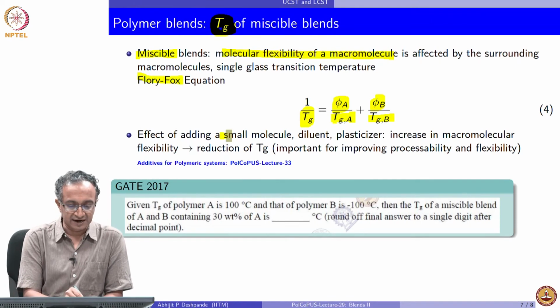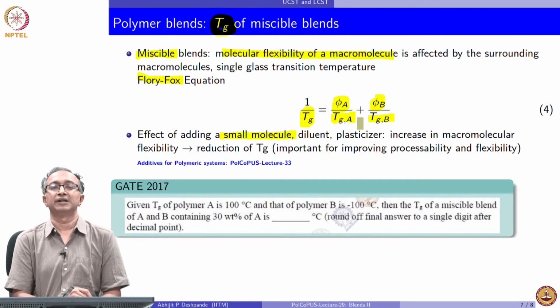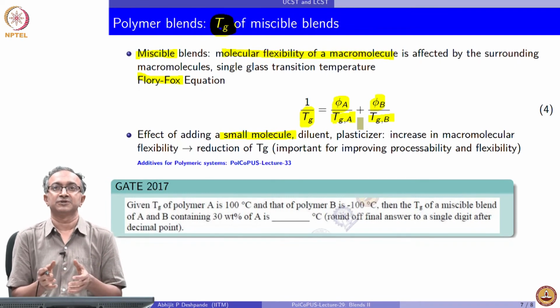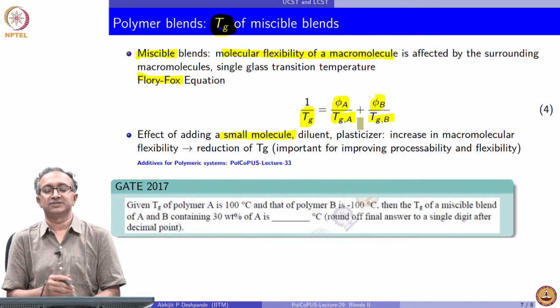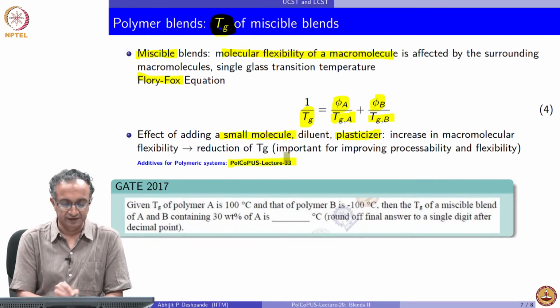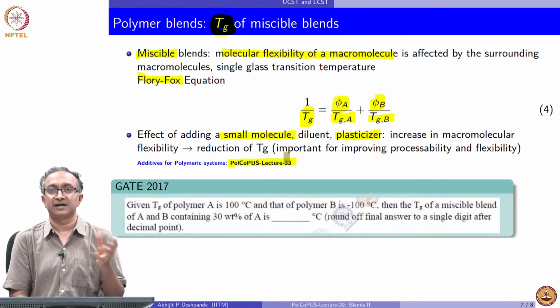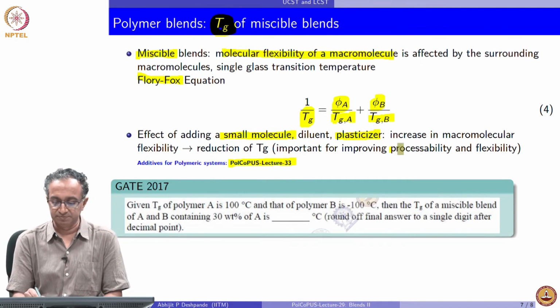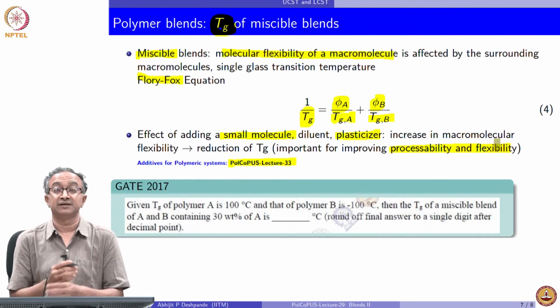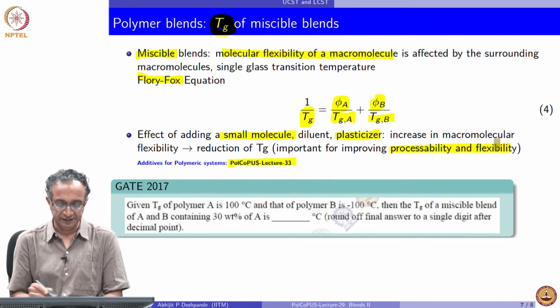So generally we can add a small molecule and again use similar phenomena. As I have mentioned, for miscibility in a polymer-solvent system, the basic framework remains the same. And so what is called a plasticizer, we will again discuss. It's an important additive which is added in many polymeric systems to improve processability and flexibility. So the idea of adding polymers and then estimating properties is very standard.